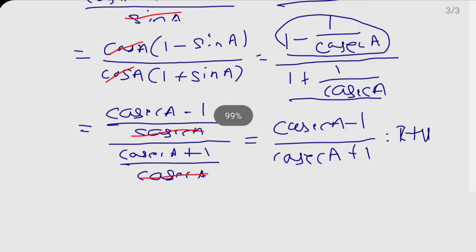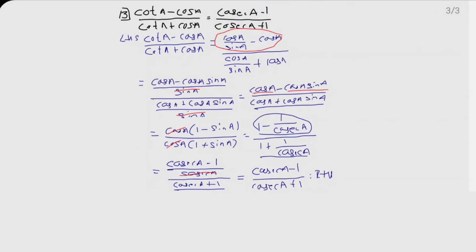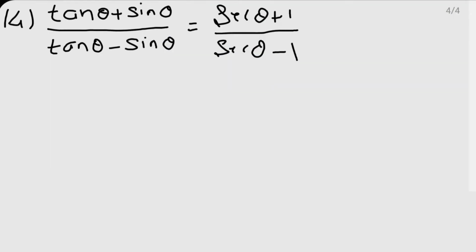So see here our RHS is (cosec A minus 1) divided by (cosec A plus 1), and also we proved here (cosec A minus 1) divided by (cosec A plus 1), hence proved. Is it clear? Well students, the next problem, 14th one: (tan theta plus sin theta) divided by (tan theta minus sin theta) is equal to (sec theta plus 1) divided by (sec theta minus 1). So first write down here LHS.